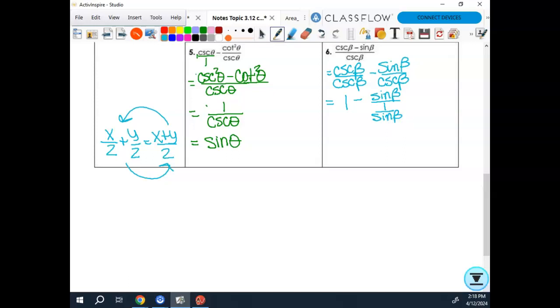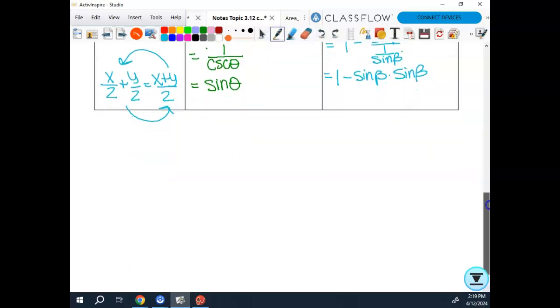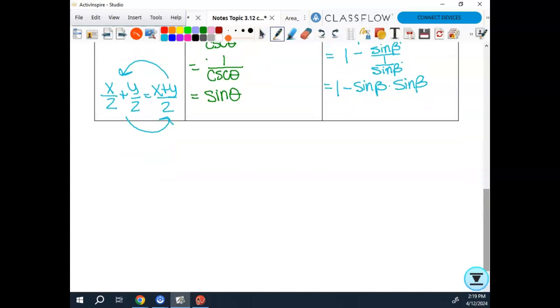All right, so then my first term is still 1 minus, and then I just keep change flip. I keep sine of beta. I change it to multiplication. I take the reciprocal of the denominator, which would then make that sine beta. Okay, and so this is going to be 1 minus sine squared beta. And what's 1 minus sine squared? Cosine squared. And that's it.